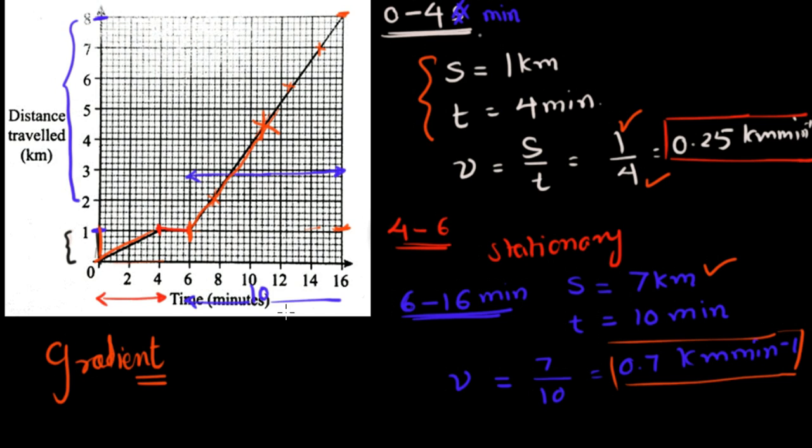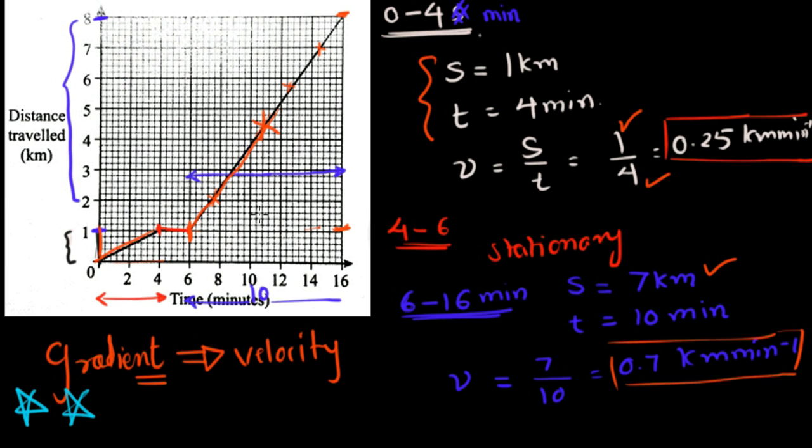So the important thing is that we can calculate the velocity from the distance-time graph by calculating the gradient of the line. So the gradient of a distance-time graph gives you the velocity. A very, very important thing to remember.